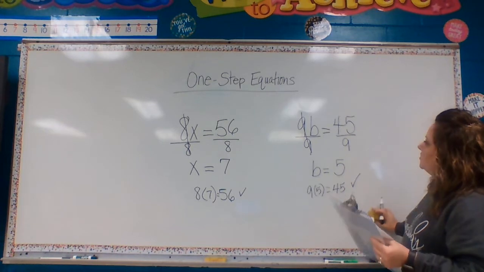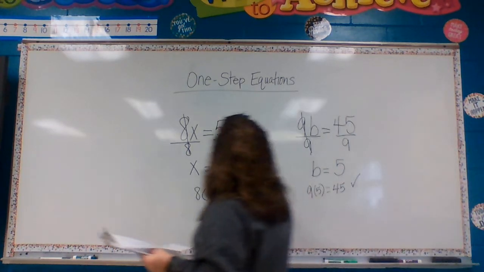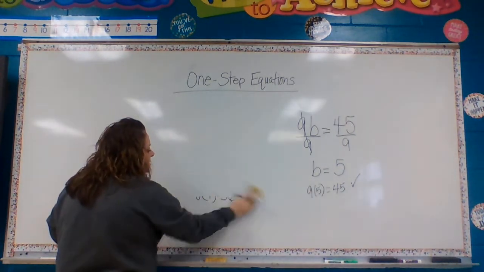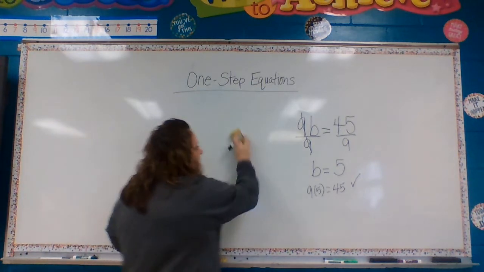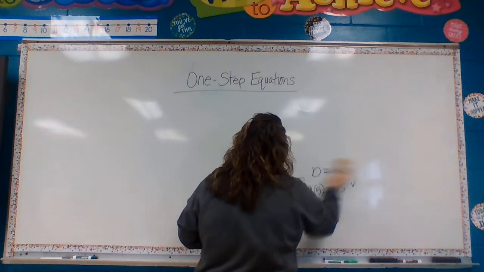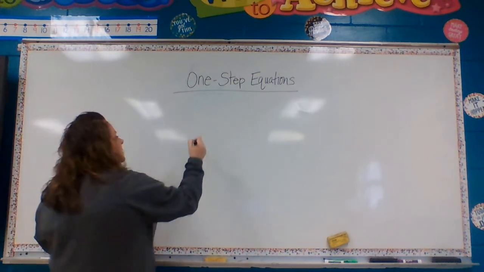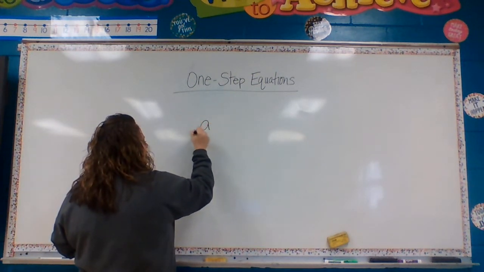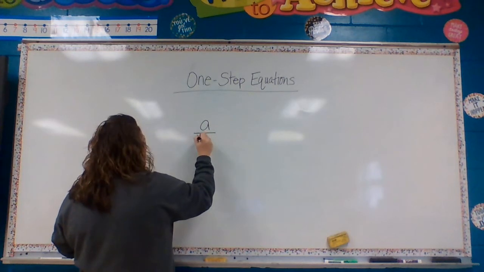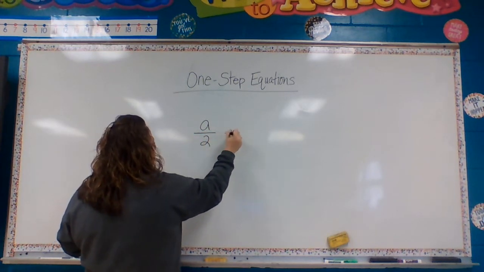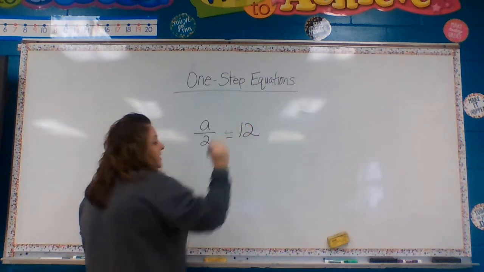I want to show you a division equation. I know I'm going through this really, really fast, but you can pause this at any time and write these down and write your steps down, okay? Here's another one. This is division. a divided by 2 equals 12. Sorry, I forgot what I was doing.